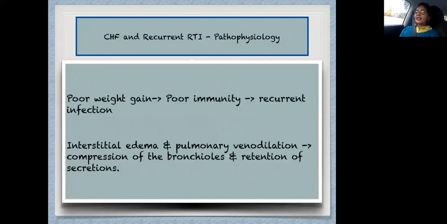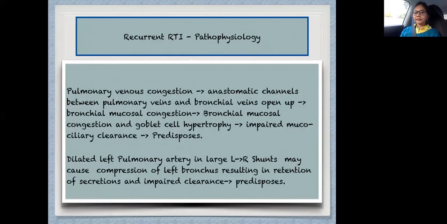So again, CHF and recurrent respiratory tract infection pathophysiology: poor weight gain leads to poor immunity and recurrent infection. Again, the second thing is interstitial edema and pulmonary venodilatation, as we already discussed, which can lead to compression of the bronchioles and retention of secretions, which predispose to recurrent infections, in fact.